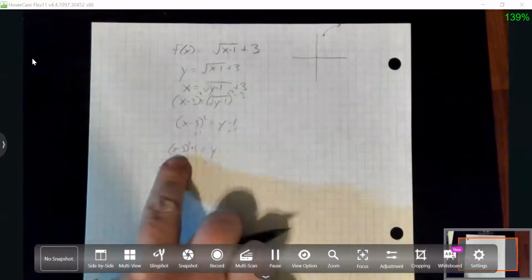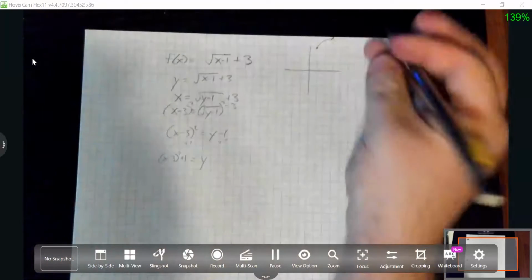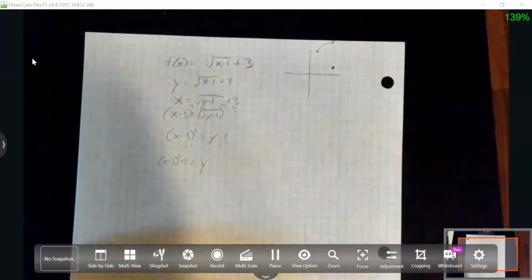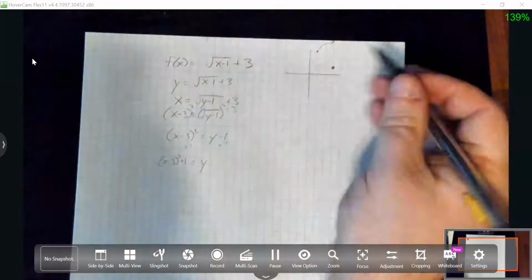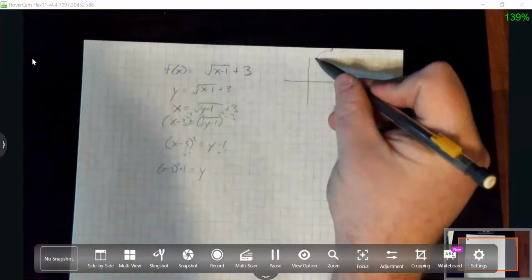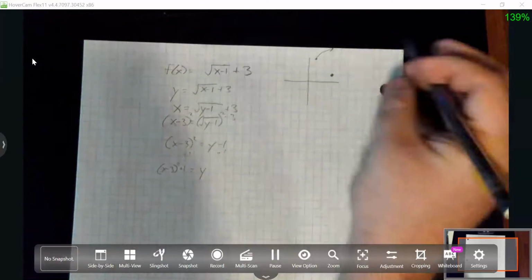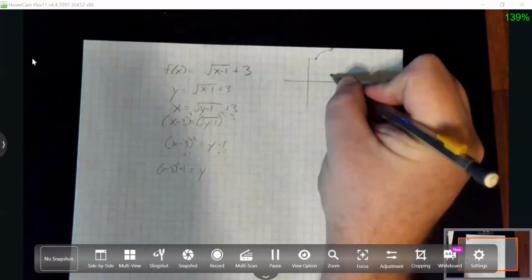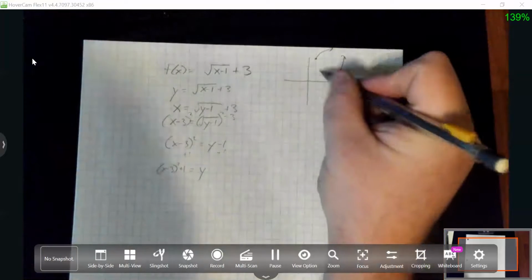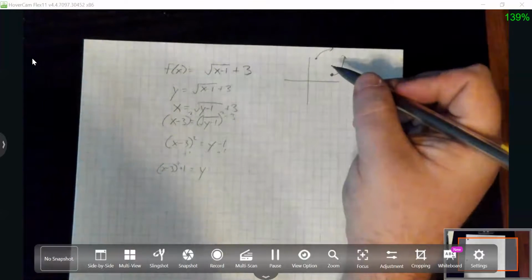So this is a parabola that's moved right 3 units and then up 1: 1, 2, 3, and up 1. But we don't want to draw the whole parabola because we only need the portion of the inverse that makes sense. So here, we need the portion that was coming this way. So to match it, we're going to need only the portion of the parabola coming that way. I don't need the left half. It's not part of it.